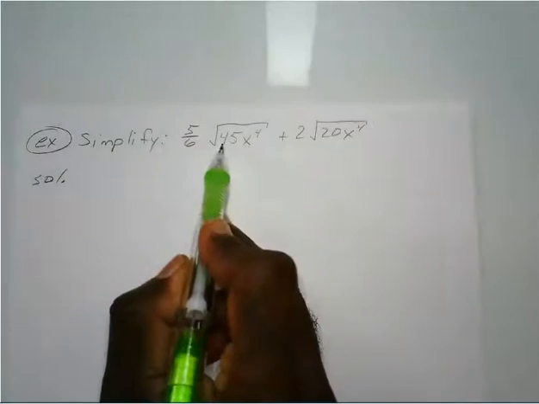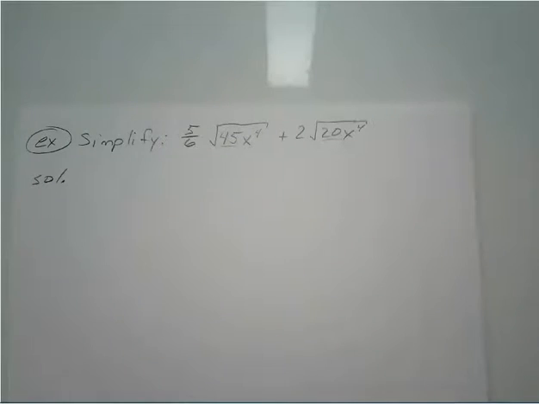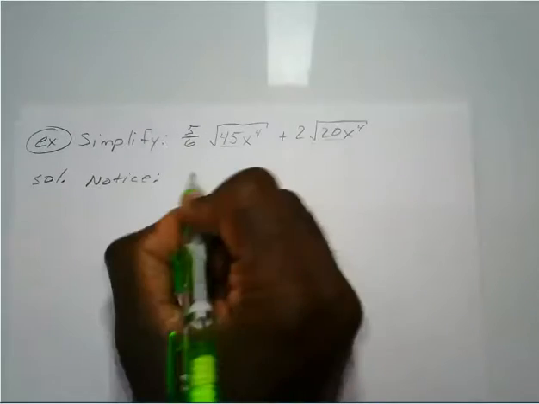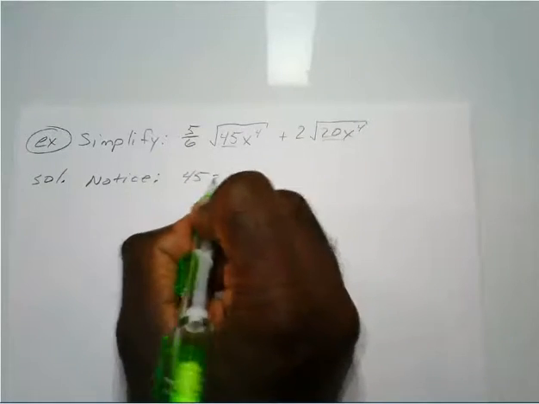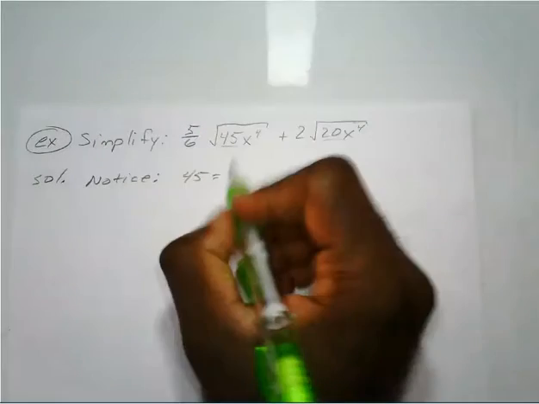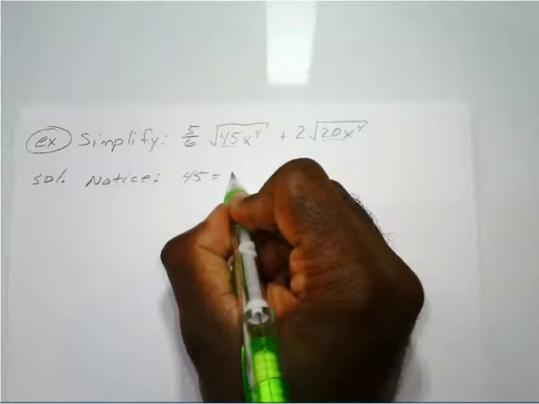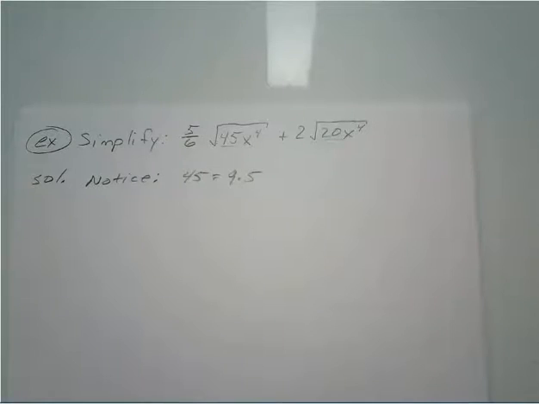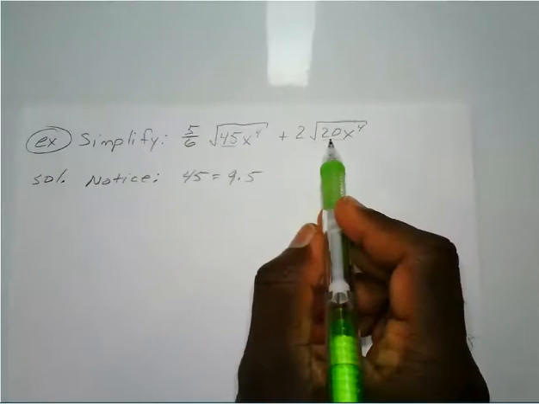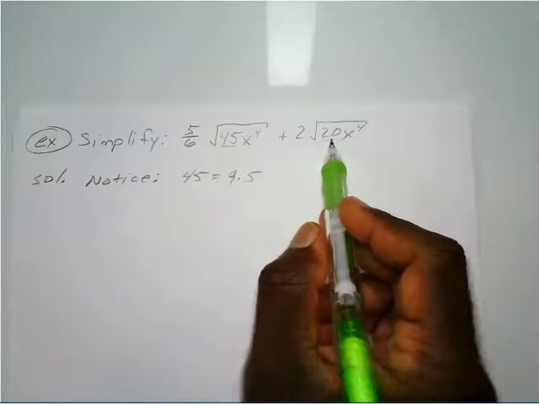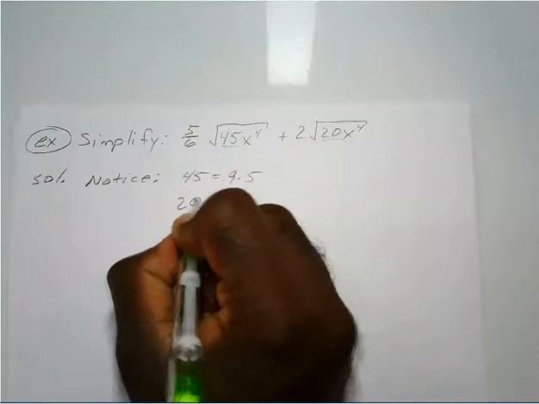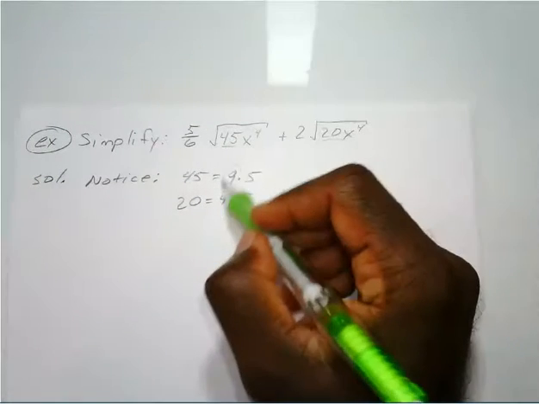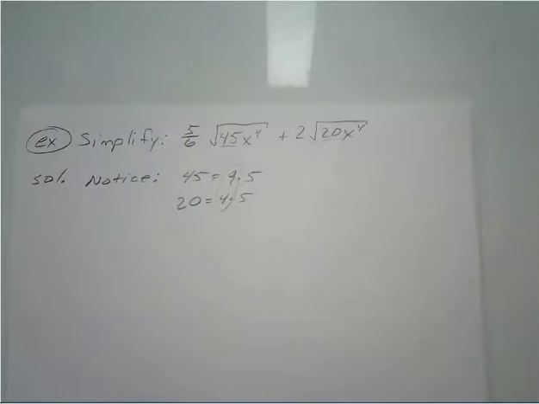Okay, so of course you're going to look at your 45 and your 20, and the first thing you want to notice is that 45, and since we're just looking for square roots, we're going to look for a perfect square. So that's 9 times 5. And same with 20. You can use 10 times 2, but no perfect square. So 20 we're going to make equal to 4 times 5, where we have our two perfect squares.